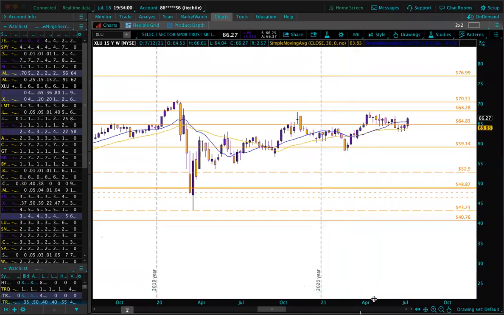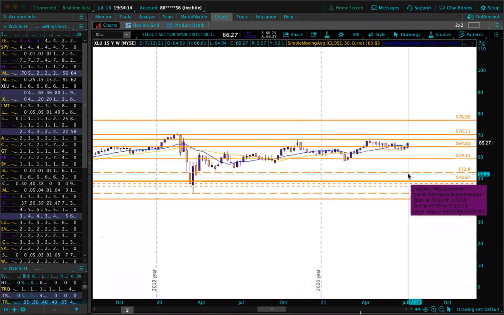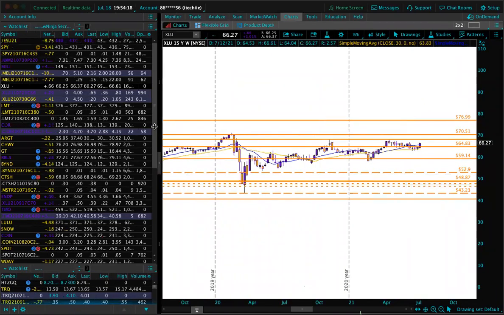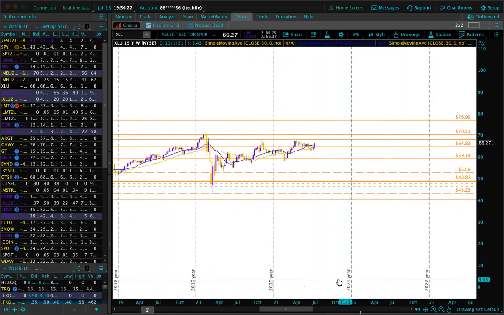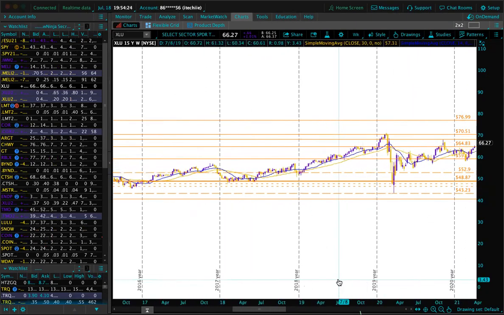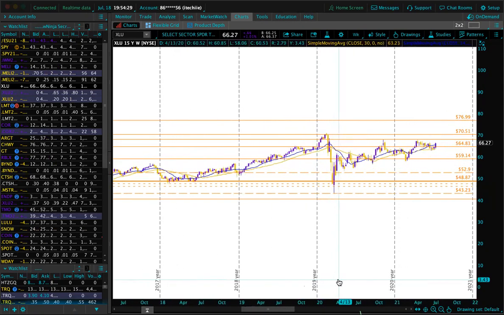Now you can see these levels, 68.28 target. Above that, we get 70.51. If we break that all-time high, targeting 76.99. I told everybody a year ago that this would be the play for 2021. Not many listened, but a lot of you guys have leaps in this play. This play has played out perfectly. Found a strong support at 59.14, and we just continue to flag. Nice cup and handle.